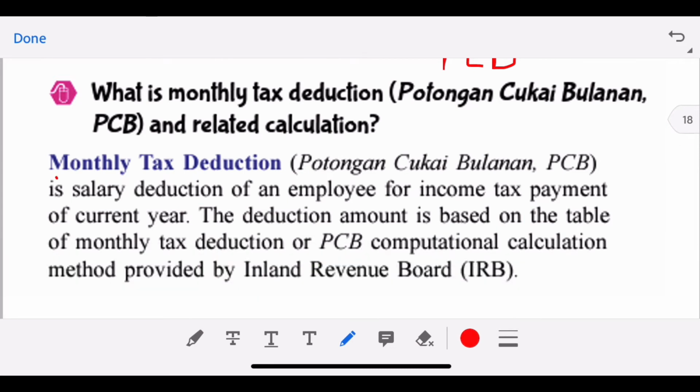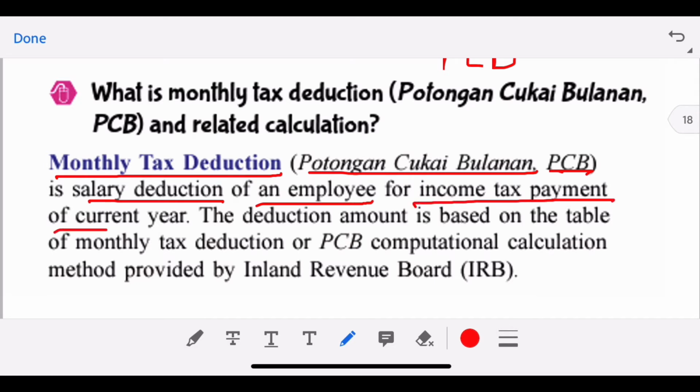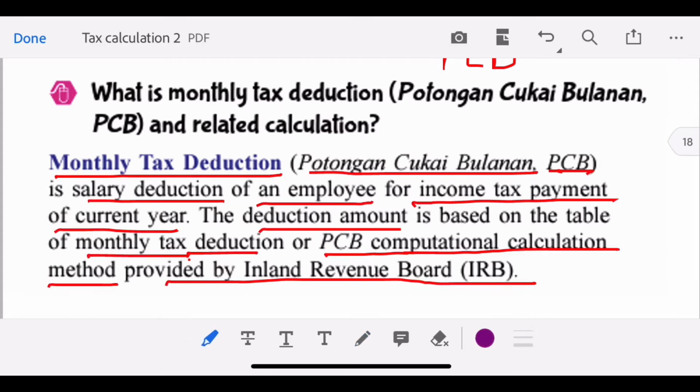So monthly tax deduction, which we call potongan cukai bulanan or PCB, is actually a salary deduction of an employee for income tax payment of the current year. The deduction amount is based on the table of monthly tax deduction, or PCB is a computational calculation method provided by the Inland Revenue Board.